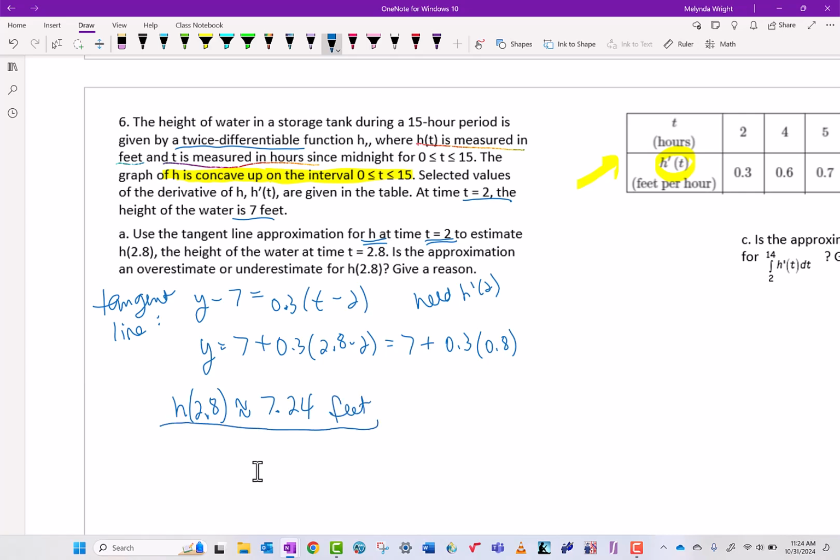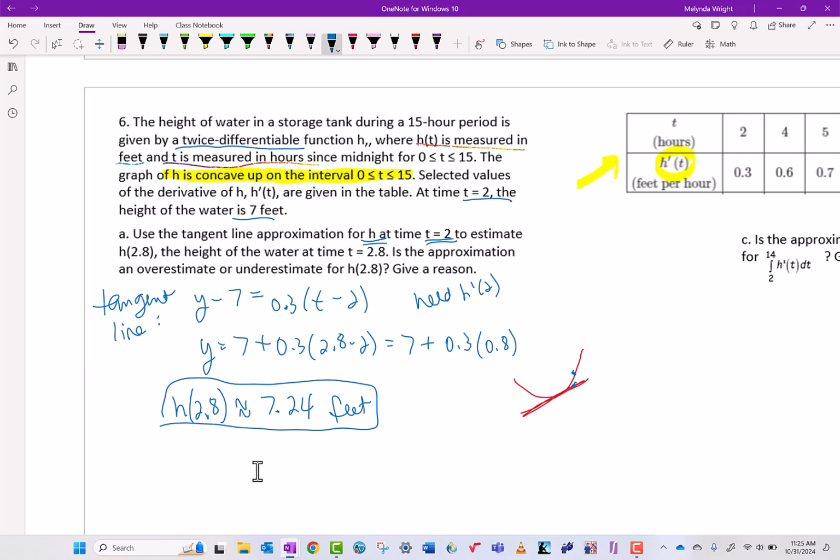Okay, so we've taken care of the first thing they've asked. There's our approximation. Then they want to know, is this an over or underestimate? So it's a tangent line. If you recall from back in the day, when we were doing concavity, this is concave up. If I have a tangent line right here, would it be an over or underestimate if it's concave up? If I am comparing this point to this point, this tangent line is going to give me an underestimate. So concave up would give me an underestimate.